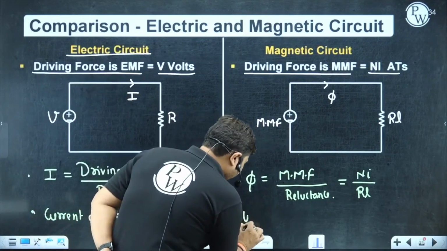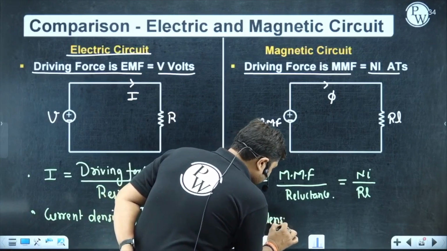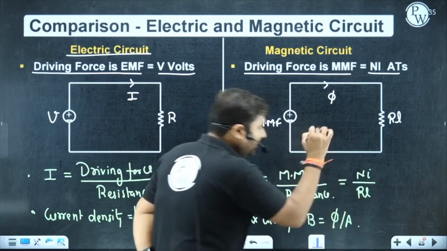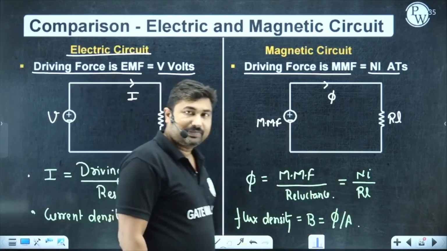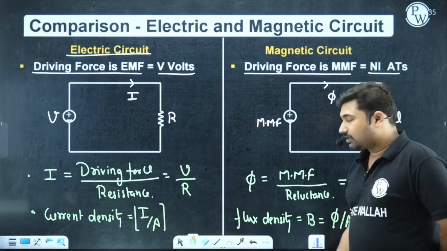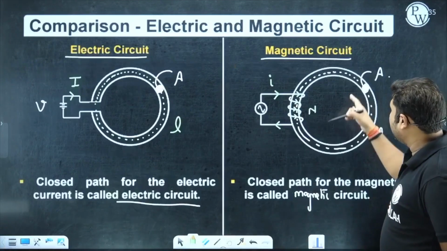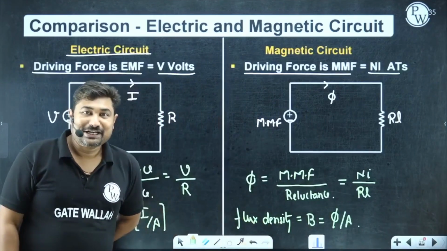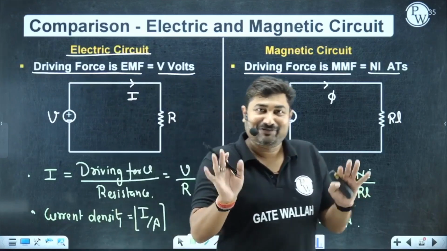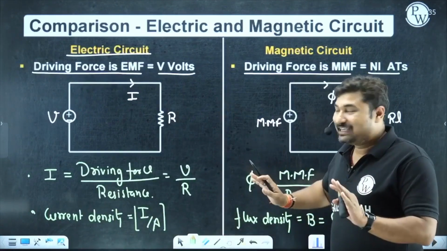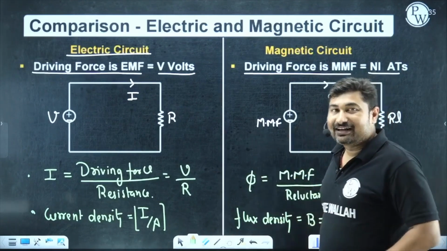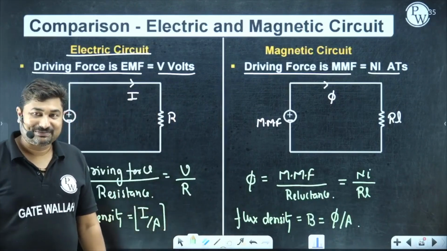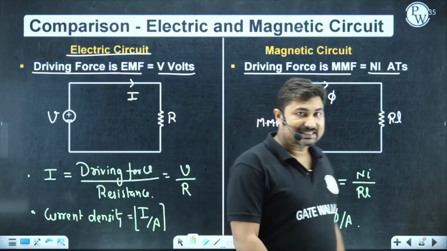Similarly, flux density can be defined as flux per unit area of cross section of material. Area of cross section of iron. I am using this iron, so area of cross section of this iron. Is it okay? Now we have a complete feeling of magnetic flux density. Now we can clearly observe the current and flux, how you are relating. Up to this part, everything is clear?